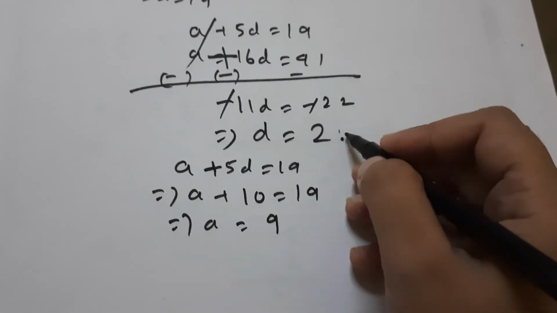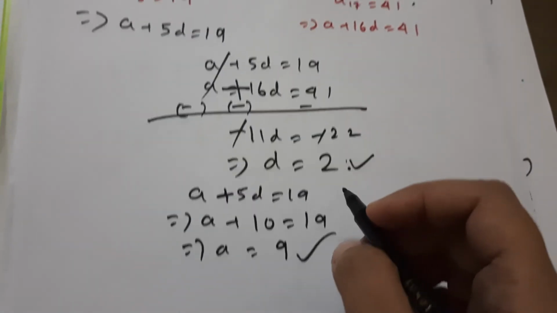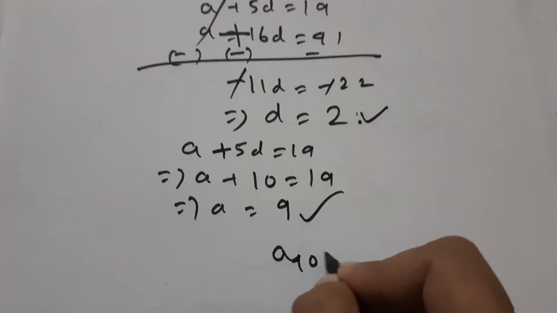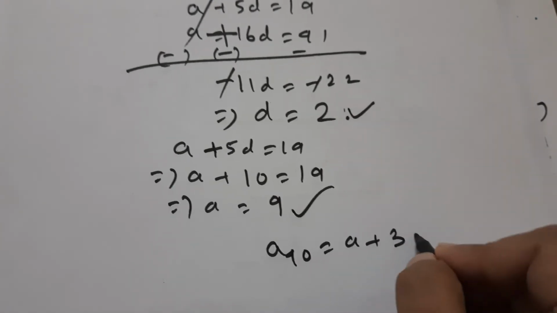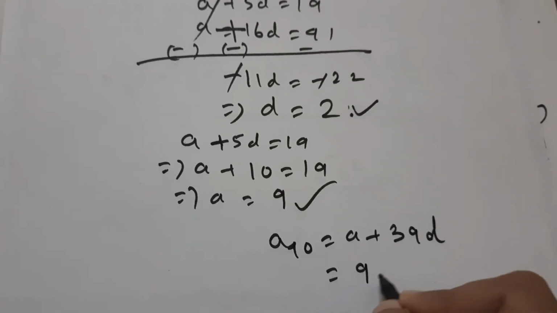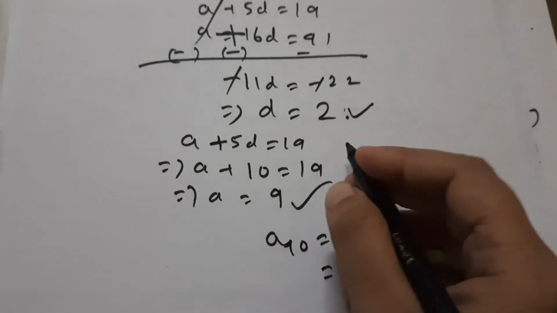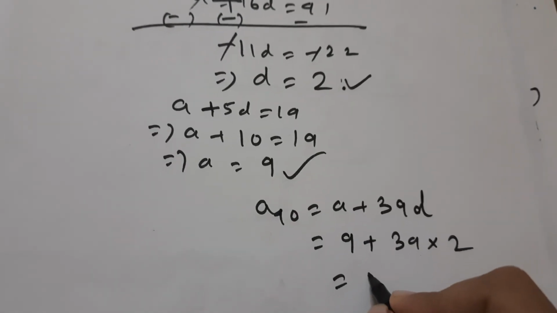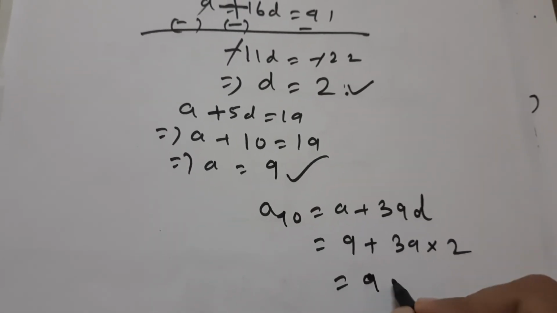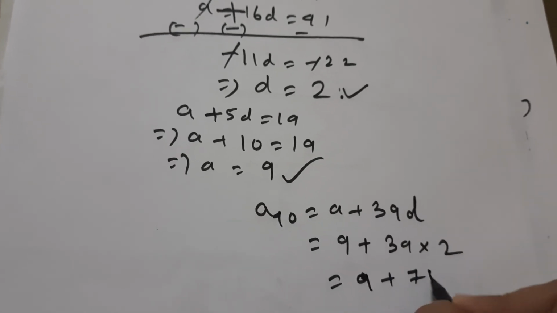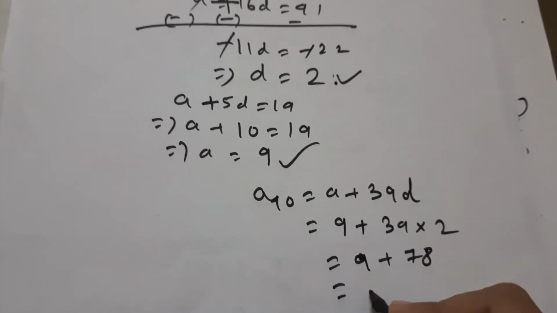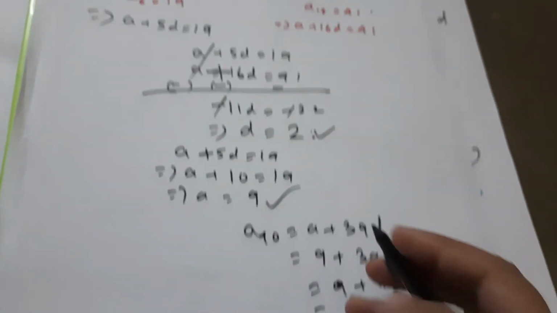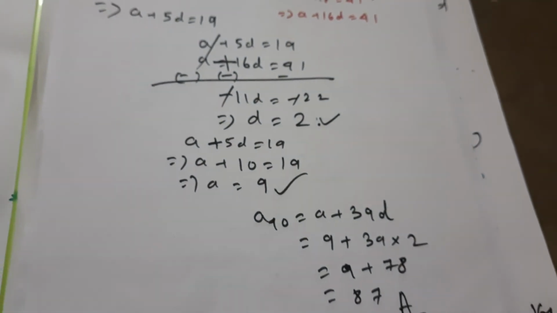So we get d equals 2 and a equals 9, and we have to find the 40th term. A40 equals a plus 39d, which is 9 plus 39 into 2, equals 9 plus 78, which equals 87. So the 40th term of the AP, A40, equals 87, and this is the answer.